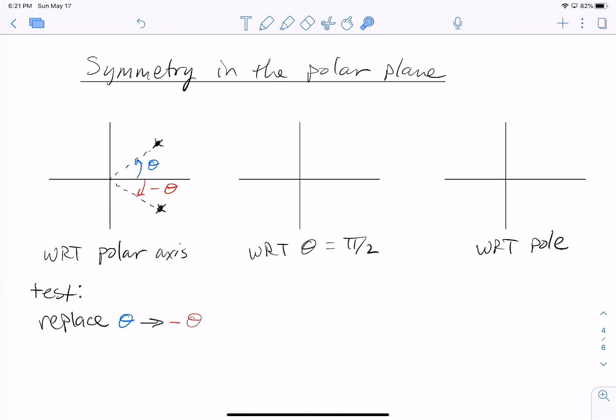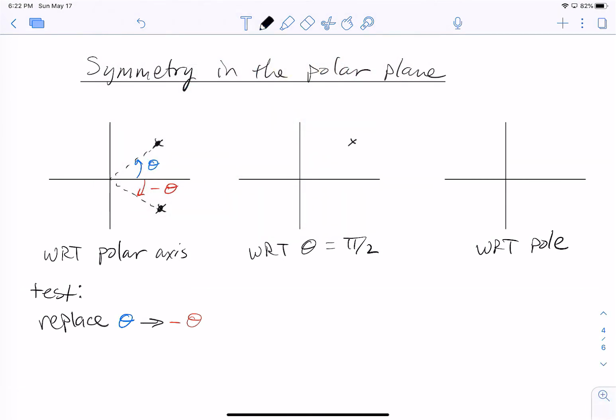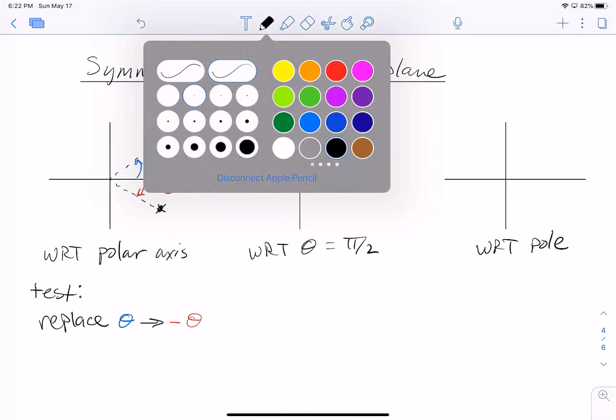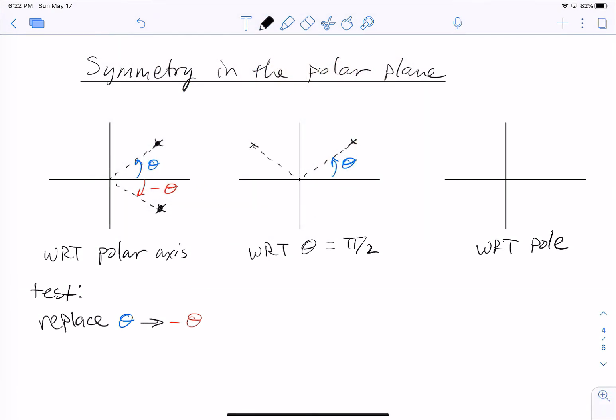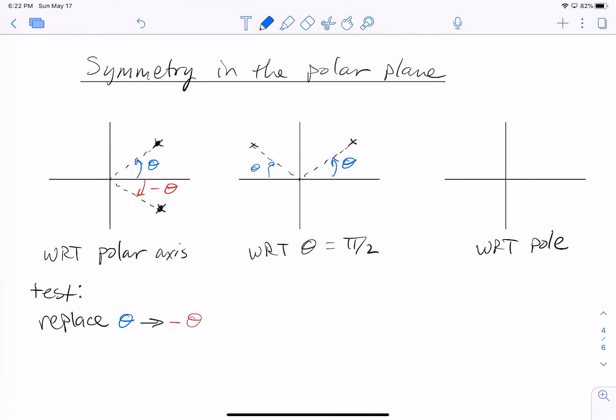For symmetry with respect to the line theta equals pi over 2, that would mean that any point that we have in the first quadrant would be reflected in the second quadrant. And if the angle that I have in the first quadrant is theta, then that corresponds to a reference angle in the second quadrant of theta. And so that corresponds to an angle in standard position of pi minus theta.